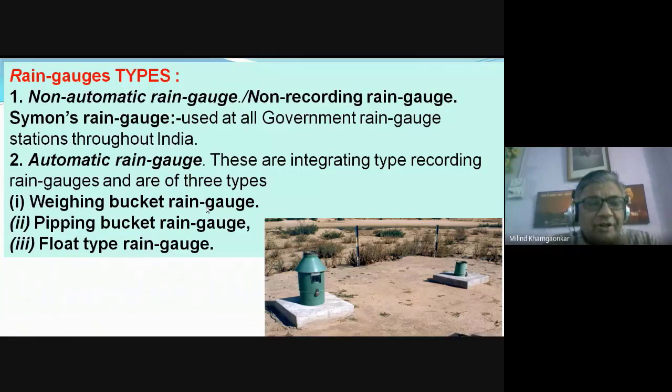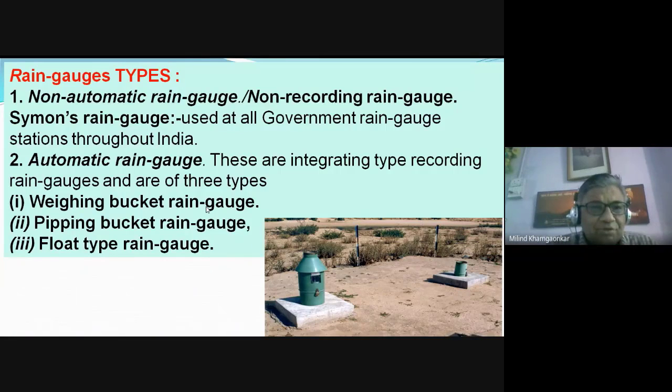And last but not the least, all these rain gauge stations must have a barricade or compound or fence, so that no external disturbance, either from man or animal, should be there, so that the accuracy in rainfall measurement will not be affected.